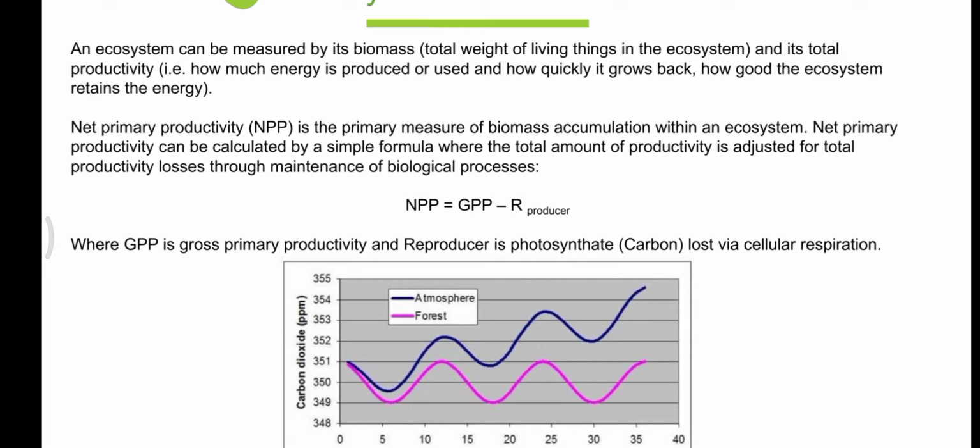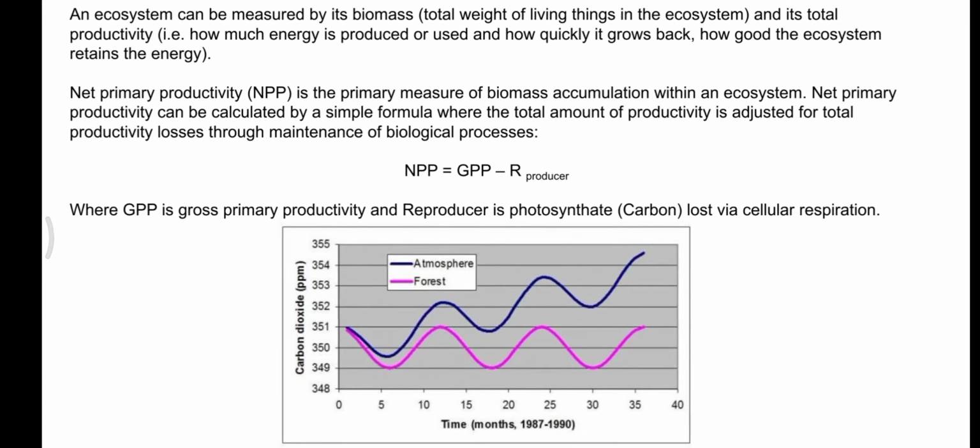Net primary productivity can be calculated by a simple formula where the total amount of productivity is adjusted for total productivity losses through maintenance of biological processes, and GPP is the gross primary productivity. R producer is photosynthate, that is carbon, which is lost via cellular respiration.